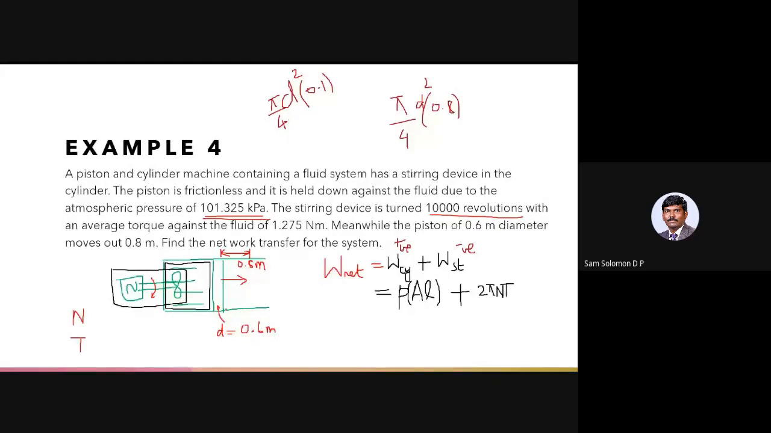If you take this example once again, now you can look at the system. The system volume is changing from the initial volume to the final volume, so it is work done. So when you are considering something, you should consider the system as a whole, not the working fluid alone. If you are considering the working fluid alone, then you will miss the point. You have to consider the entire system. If it is still not convincing, you can talk to me later on.